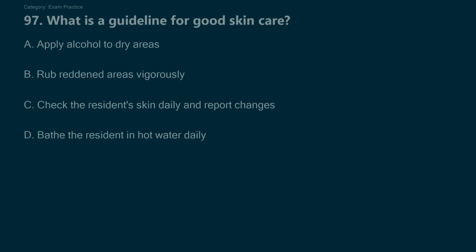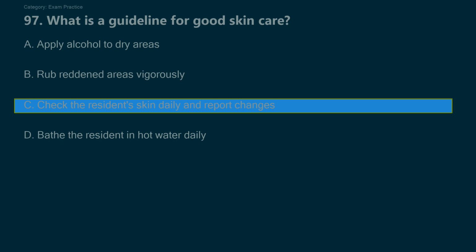Question 97. What is a guideline for good skin care? Option A, apply alcohol to dry areas. Option B, rub reddened areas vigorously. Option C, check the resident's skin daily and report changes. Option D, bathe the resident in hot water daily. The correct answer is option C, check the resident's skin daily and report changes.